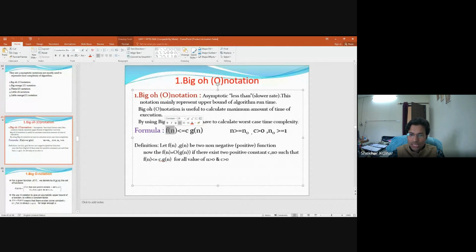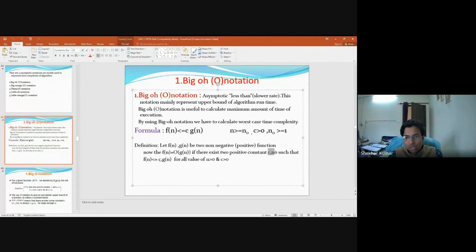These are two functions, f(n) and g(n), and f(n) will be called big O of g(n) if f(n) is less than or equal to c times g(n), where n is always greater than or equal to n naught. n naught is that value, after which n always gives the maximum iterations, maximum number of steps. And these are constant values. So the definition of big O: f(n) and g(n) are non-negative functions, and f(n) is order of g(n) if there exist two positive constants, c and n naught.